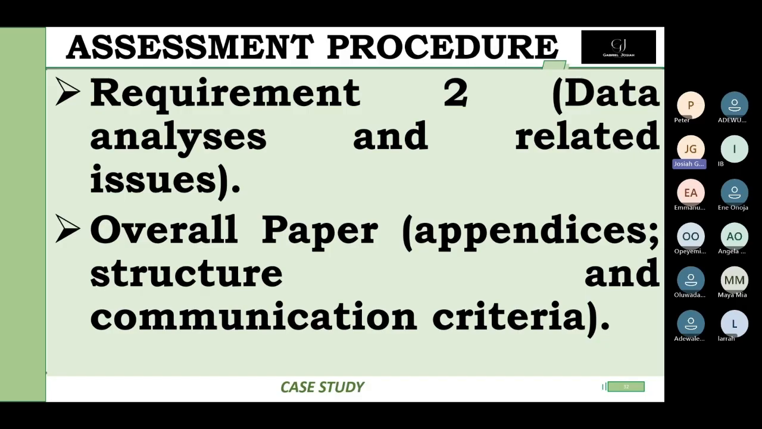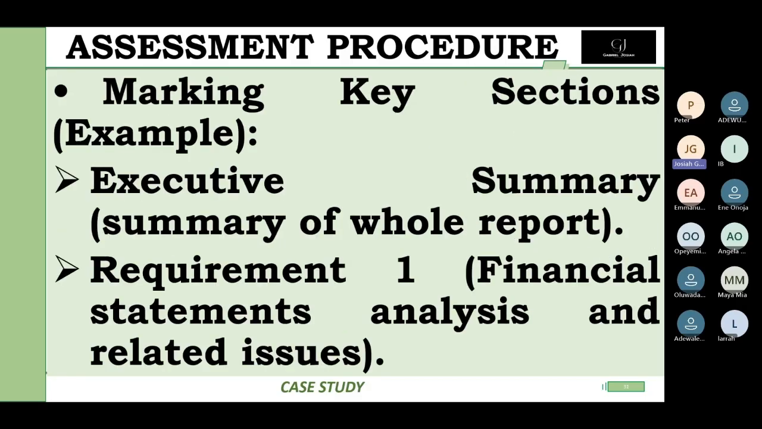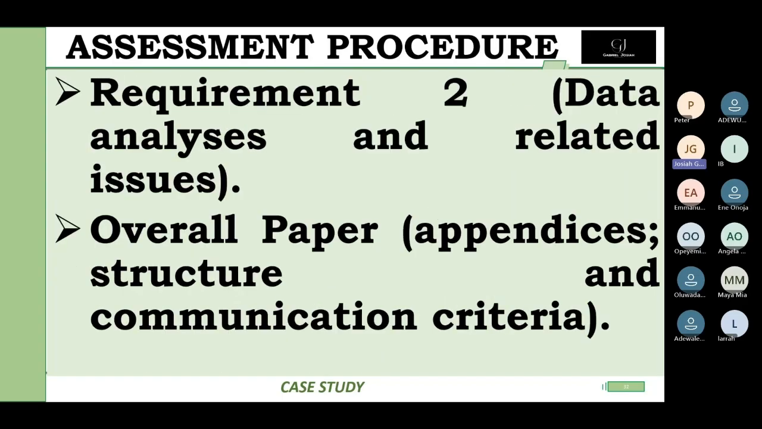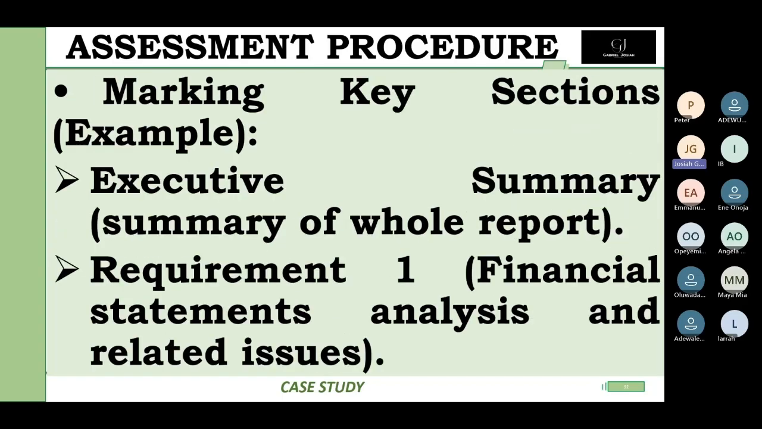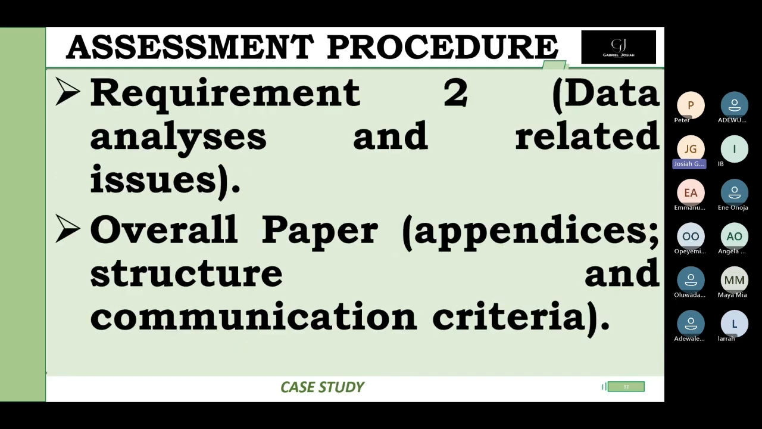So you start your paper with the appendices. Then you come up to requirement 1 by speaking to the numbers. Requirement 2, you speak to the numbers. Then you come to the executive summary. That's the general order of writing the report, basically.